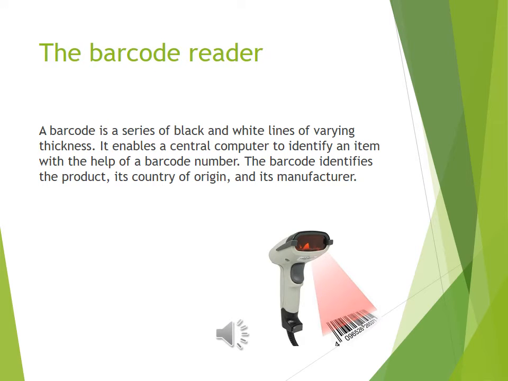The barcode reader. A barcode is a series of black and white lines of varying thickness. It enables a central computer to identify an item with the help of a barcode number. The barcode identifies the product, its country of origin, and its manufacturer. We can see the barcode reader in the supermarkets at the cash counter.